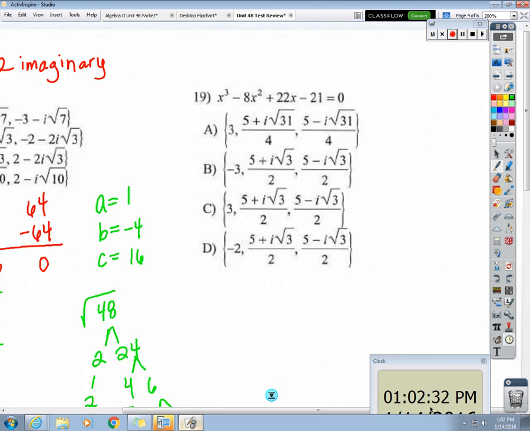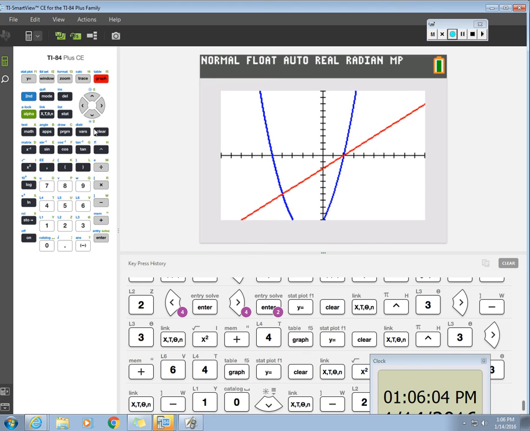Okay, now let's look back to number 19. I'm going to give you like a 3-minute head start on this problem, and then I'm going over it. It's just like problem 18. So I'm going to give you about 3 minutes to see how far you can get, and then I'll go over it. The first thing that you need to do is graph it to find the one real solution. So tell me what it is.